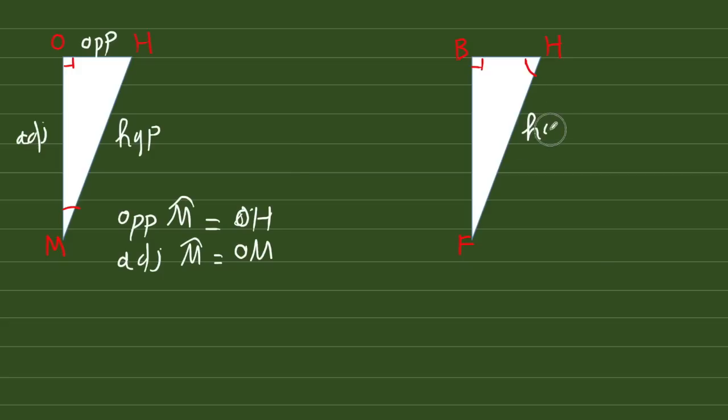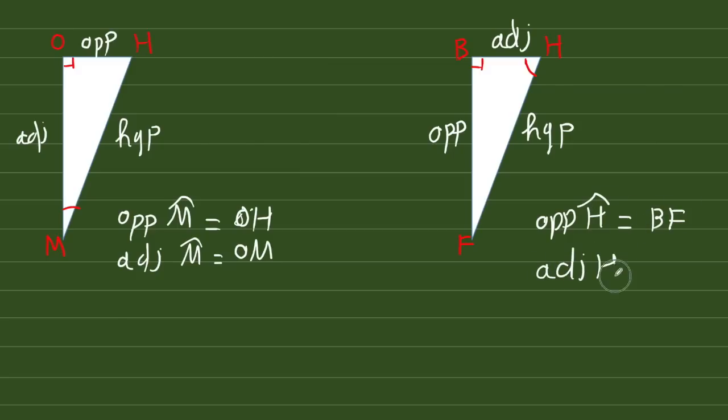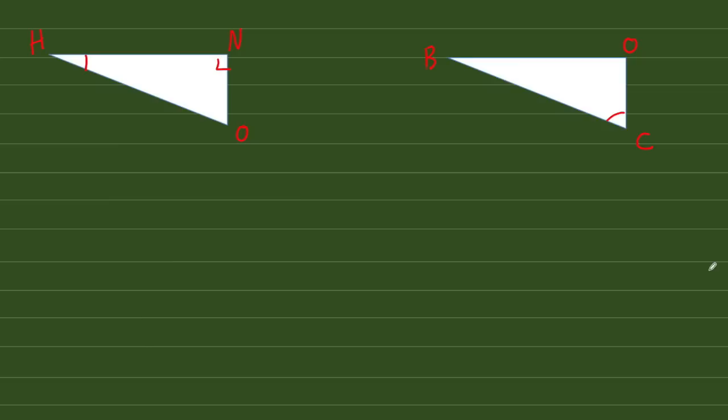Next, triangle BHF, the 90 degree angle is B. So here is the hypotenuse. Opposite of the chosen angle H is here, and the last one will be adjacent. So the opposite of H is BF, and the adjacent of H will be BH.